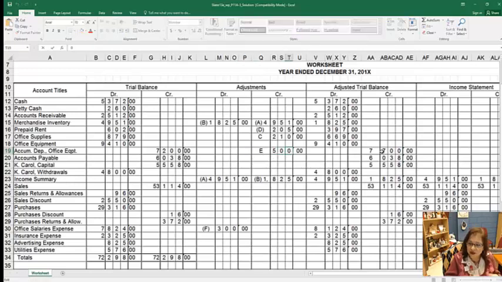So on the adjusted trial balance, notice this is the normal balance here. You're going to be adding, because it's a credit and a credit, so you're adding $7,700 now that goes on your adjusted trial balance.